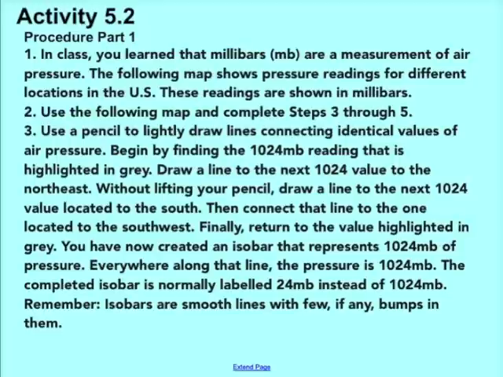And remember, isobars are smooth lines with few bumps. They're not going to be really jagged. They're not going to have sharp turns. So what I'd like you to do is pause the video and draw in your 1,024 millibars. And I'm going to demonstrate in a few seconds how to draw that in. But again, please pause the video and I'd like you to try it first.